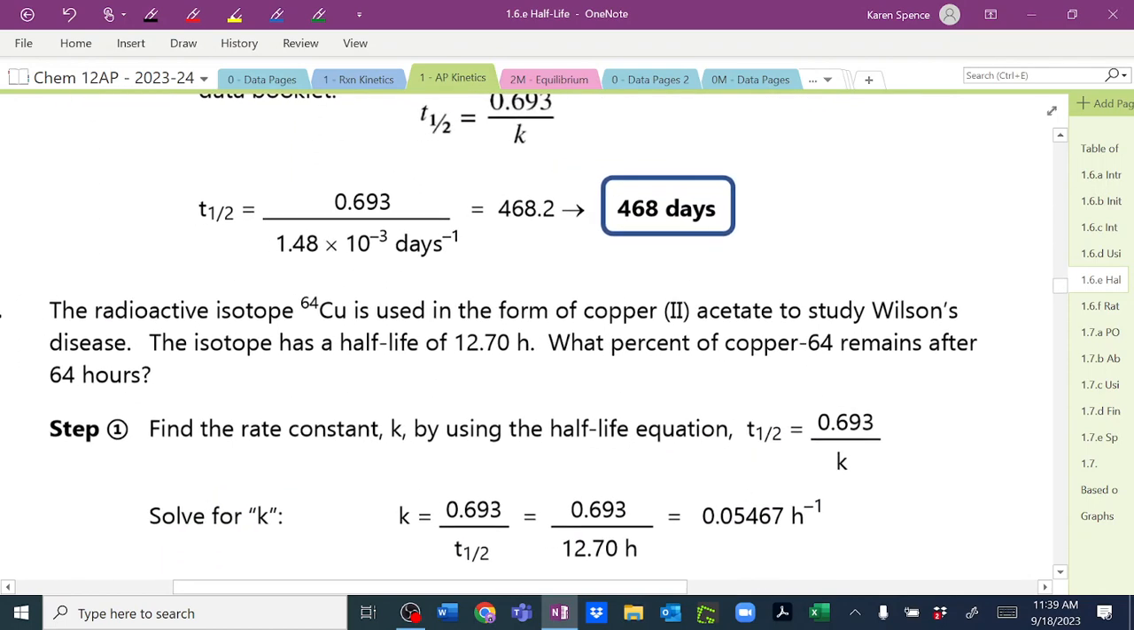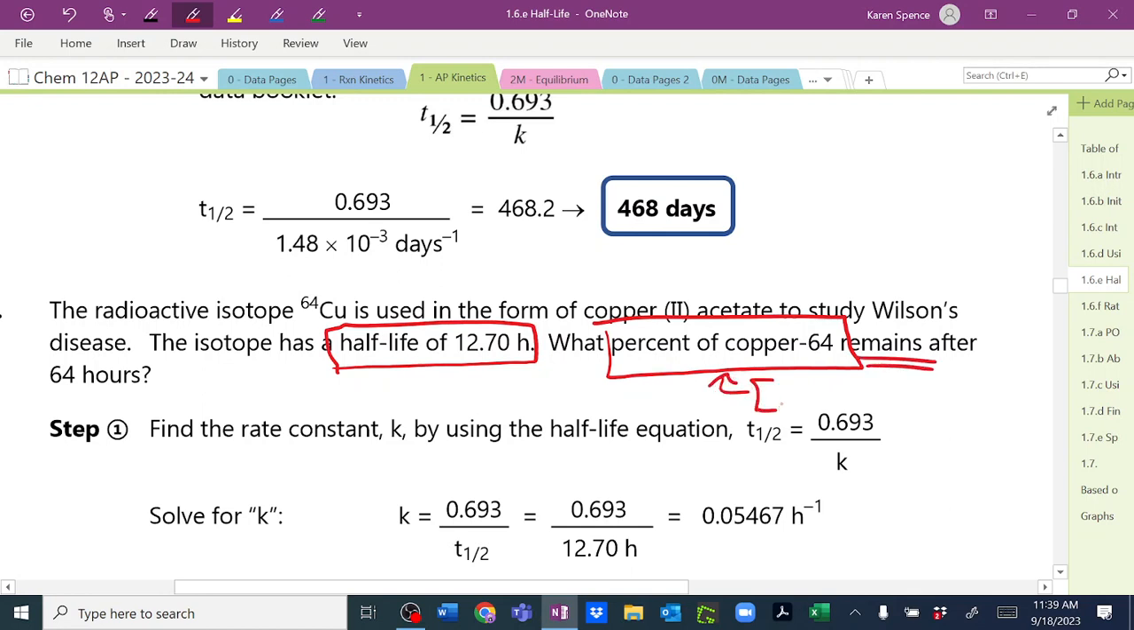Okay, this one's a little more complicated. Copper 64 has a half-life of 12.70 hours, what percent of copper 64 remains? So that's going to be the concentration of Cu at time t. In order to solve for a concentration at time t, what else do you need that the question has not yet given you? You need the rate constant.